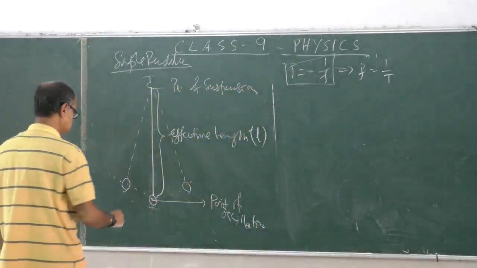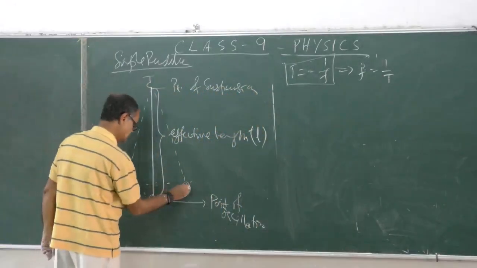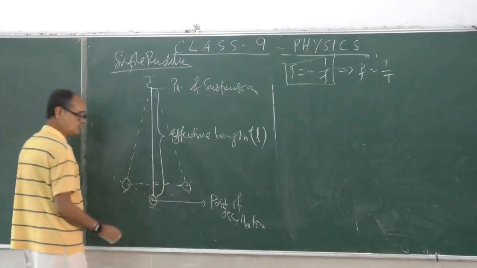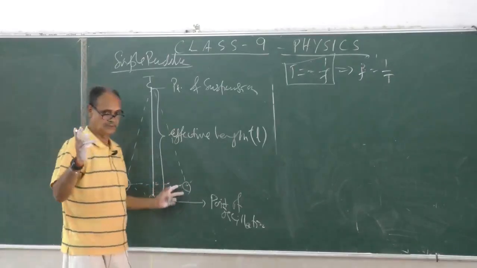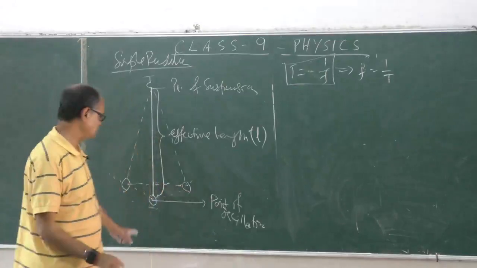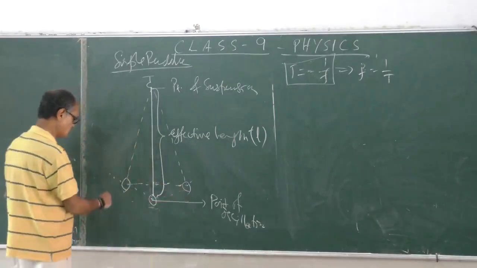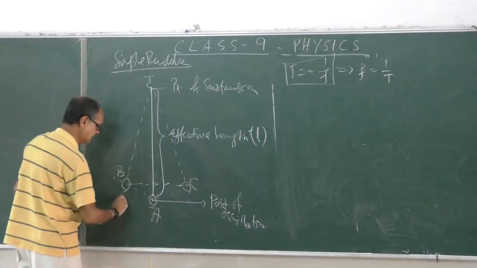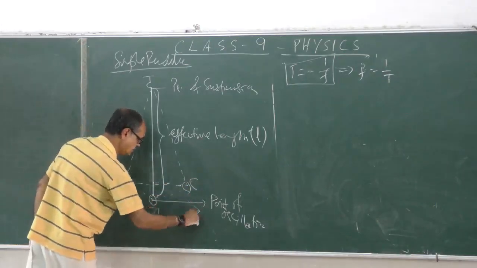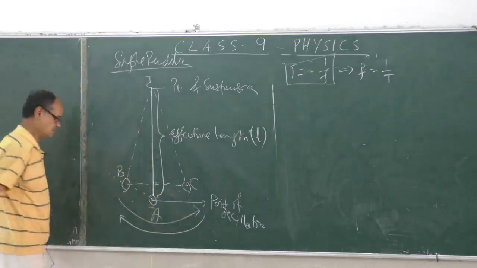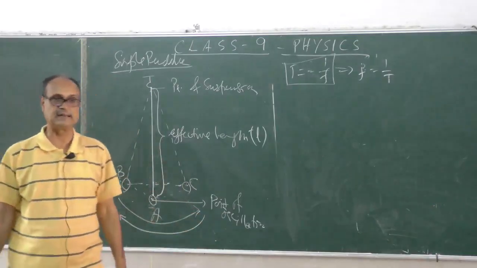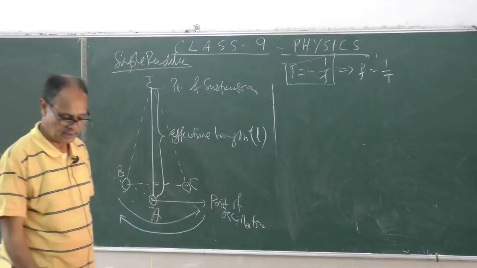The maximum linear displacement that this swing can move is called the amplitude. Amplitude is the distance from its mean position to the end. So one end is here, A, one end is B, one end is C. It is going in this direction and returning in this direction. So it is a to and fro motion, and it is maintaining a time. This time is called the time period.